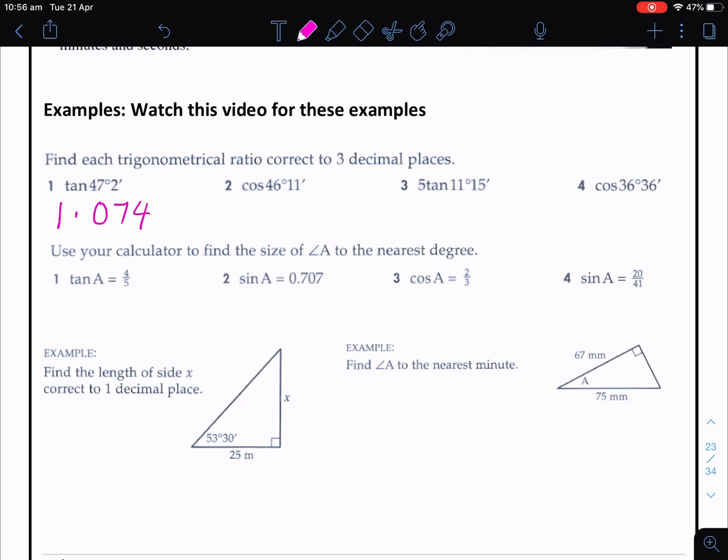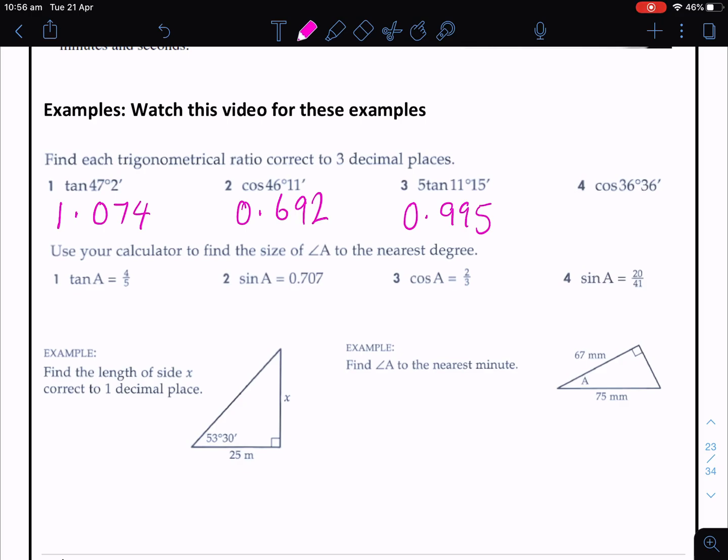Okay, let's do number 2. So we're going to press cos 46 degrees, minutes, seconds, 11 degrees, minutes, seconds equals, and you'll get 0.692. Okay, number 3 has a 5 in front of the tan. So you're going to press 5 times tan, then 11 degrees, minutes, seconds, 15 degrees, minutes, seconds equals. You'll get 0.99, and we're going to round that up, so 0.995.